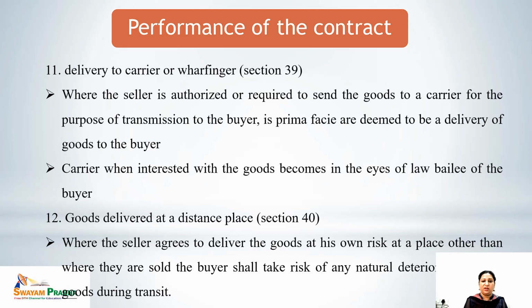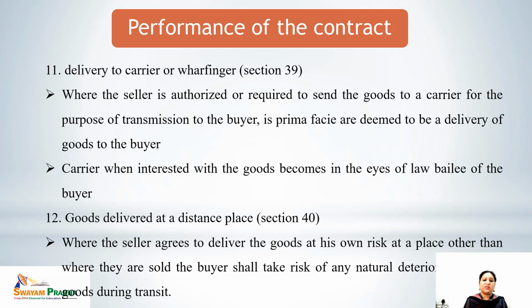Delivery to carrier or wharfinger. Section 39 says that when the seller has given the goods to the carrier for the purpose of the transmission of the goods to the buyer, it is prima facie deemed to be the delivery of the goods to the buyer. That means it is equally good as if the goods were sent to the buyer. When the goods were given to the carrier, when he was entrusted with the goods, he becomes, in the eyes of the law, the bailee of the goods, and he is working on behalf of the buyer. So that's why it would be considered as a valid delivery.